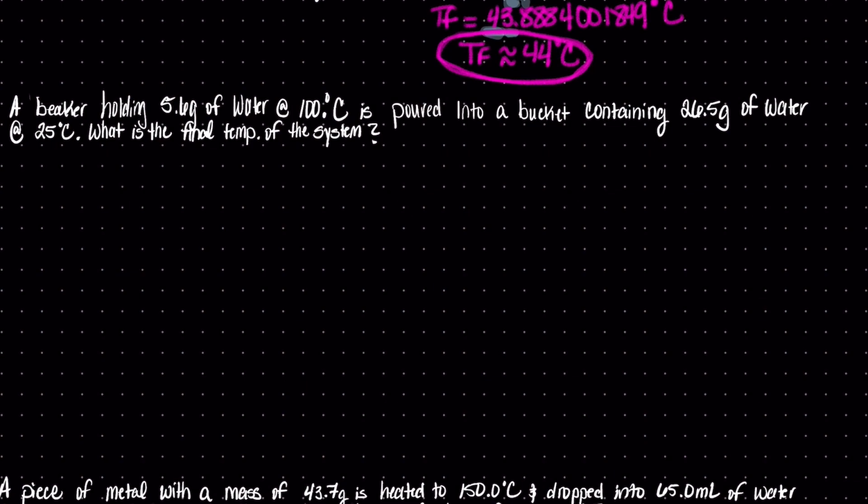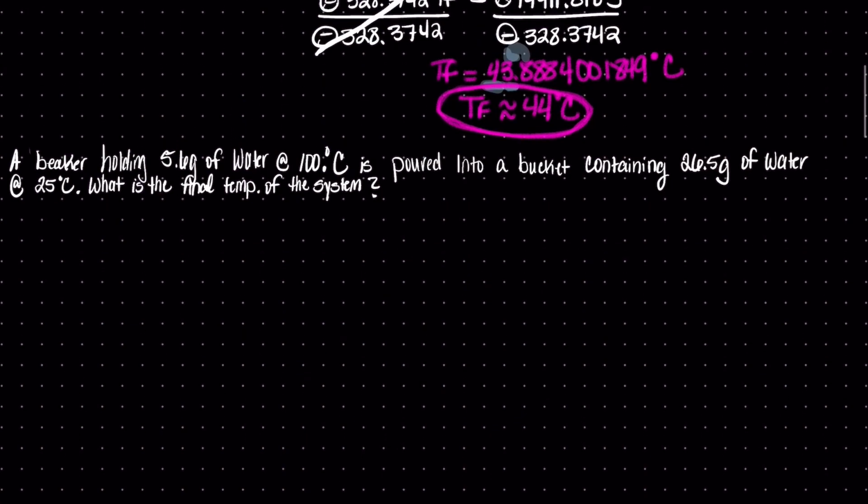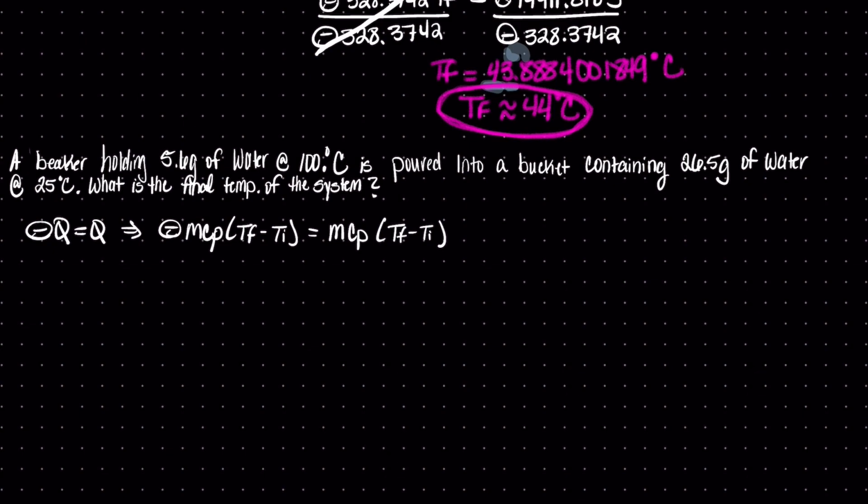All right, I'm looking for Q of a system, so I'm pretty sure I got to do some negative Q equals Q stuff. So I'm going to start out the exact same way. Negative Q equals Q, where I know that Q is equal to M C sub P, TF minus TI. I'm going to plug and chug what I know. But what do I know?